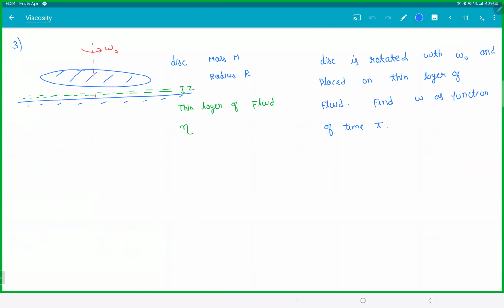How do we go about this? So one thing is clear. We have to take an element at a distance x, a ring. Try. I'll give you a minute. Just give it a try. I'll just get some water and come.